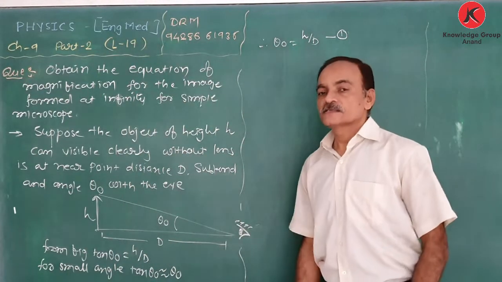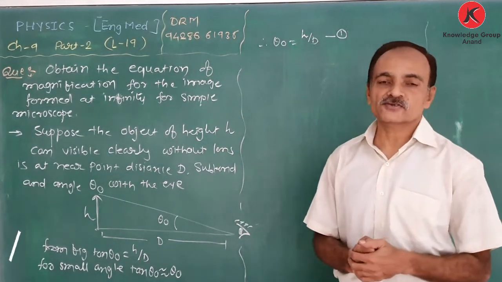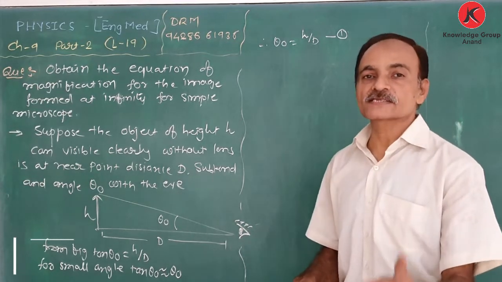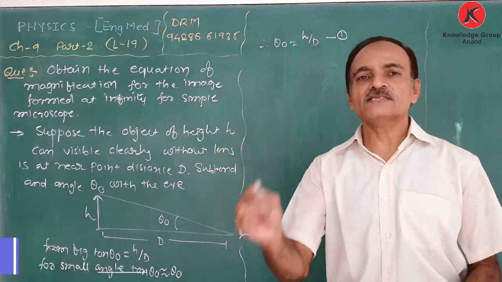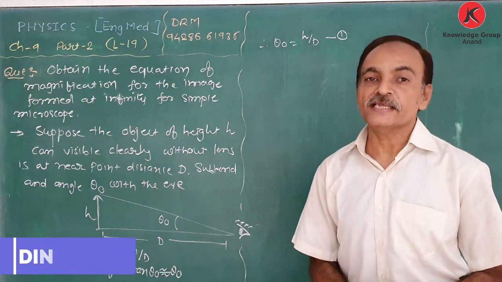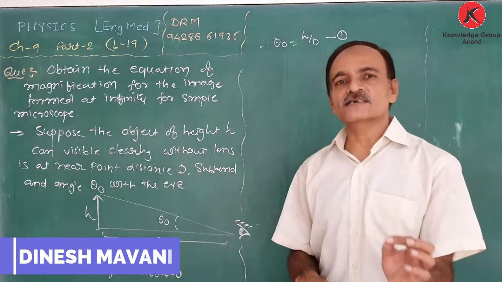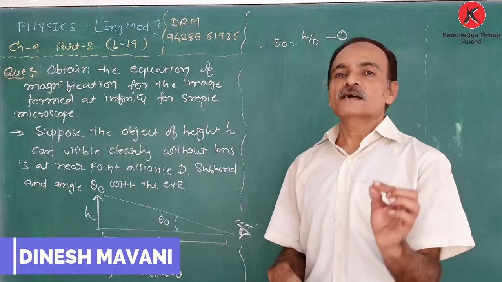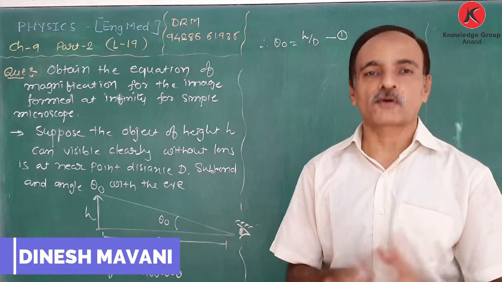Good morning friends. Last time we discussed magnification for the simple microscope, that means the optical instrument. We obtained the equation of magnification for a simple microscope, in which case the image of an object is formed at near point distance D. That is the distance at which we can see the object or the image without any stress and with comfort.